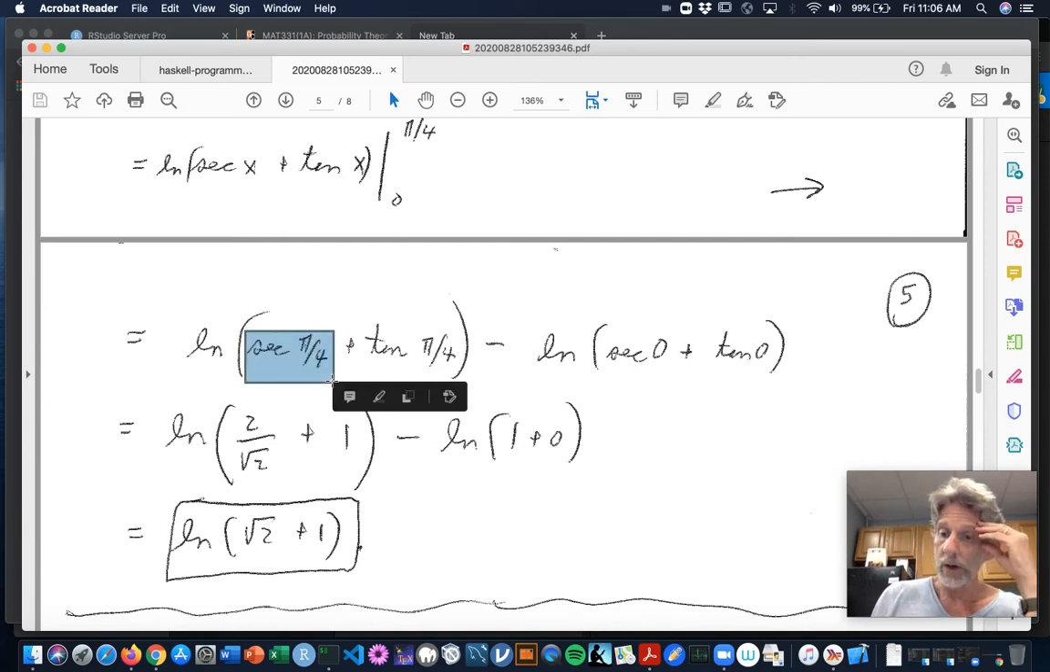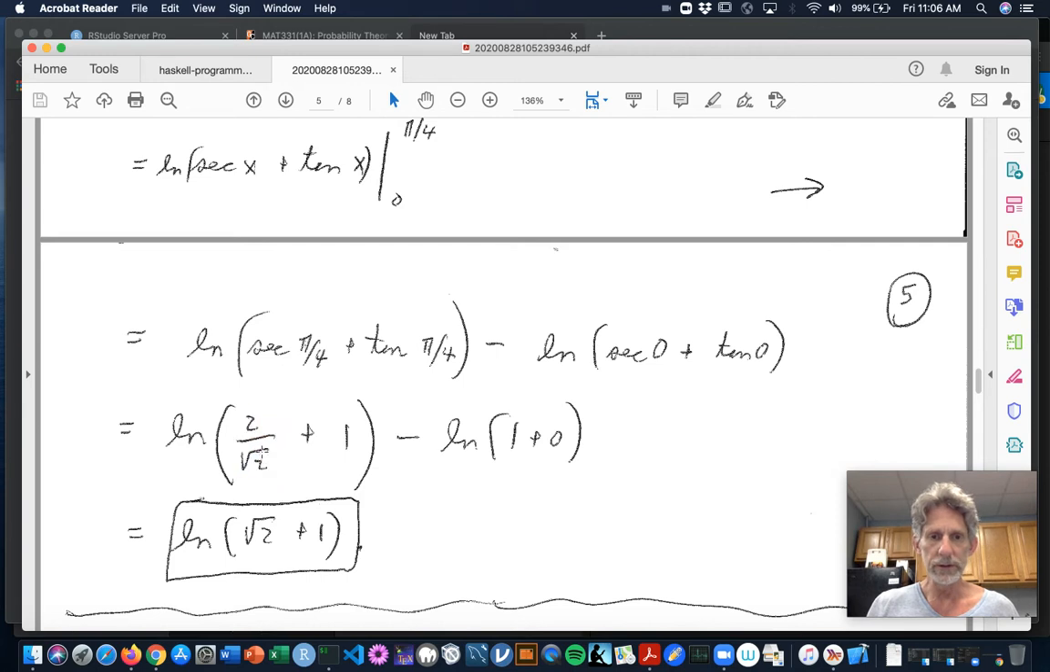So that's 1 over cosine of pi over 4. Cosine pi over 4 is root 2 divided by 2. So 1 over it would be 2 over root 2. Tangent of pi over 4. Well, pi over 4 is where sine and cosine are the same, so the tangent is going to be 1 there. Secant of 0, 1 over cosine of 0, that's 1 over 1, that's 1. Tangent of 0, sine of 0 over cosine of 0, that's a 0 over 1, that's a 0.